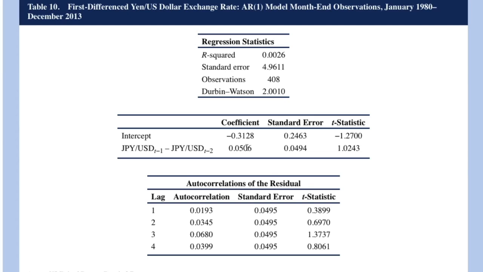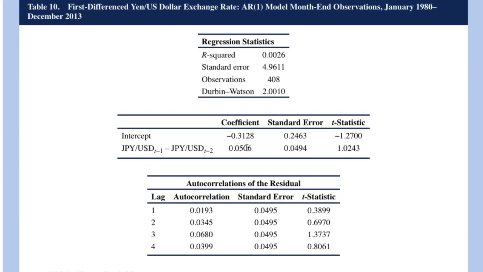So if we were going to write out our formulation for this AR1 model, what would it be? It would be the difference at time t is equal to 0 plus 0 times the difference at time t minus 1 plus the error term. Well, all the zeros cancel out and all you get is the error term. Here you have a true random walk.